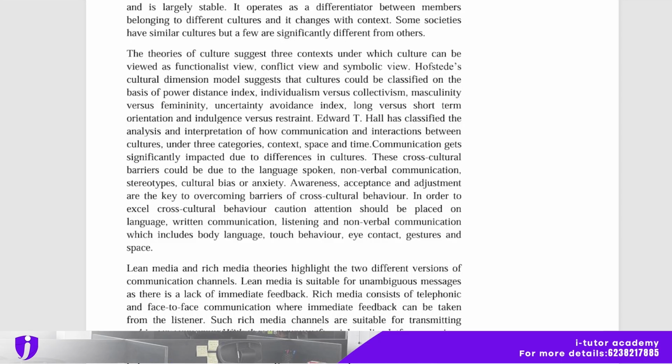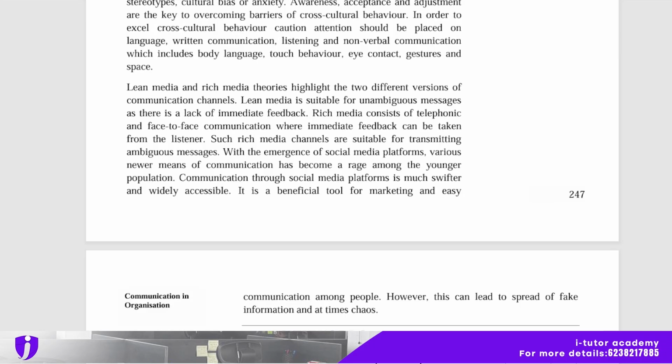Communication gets significantly impacted due to differences in cultures, and these cross-cultural barriers could be due to the language spoken, non-verbal communication, stereotypes, cultural bias, or anxiety. Awareness, acceptance, and adjustment are the key to overcoming barriers of cross-cultural behavior. In order to excel in cross-cultural behavior, careful attention should be placed on language, written communication, listening, and nonverbal communication, which include body language, touch behavior, eye contact, gestures, and space. And lean media, we already discussed, rich media and social media. However, this can lead to the spread of fake information.